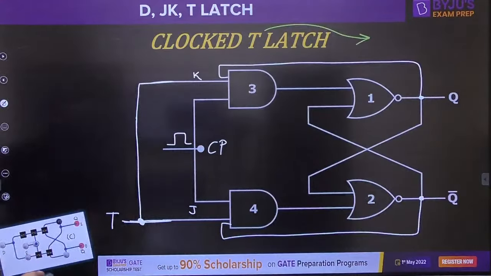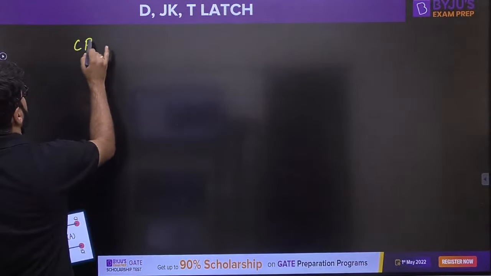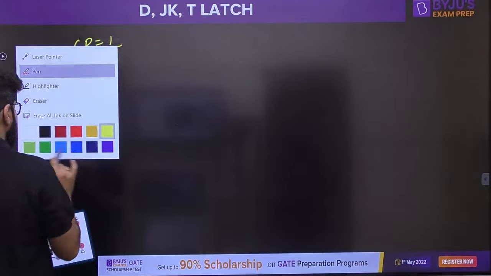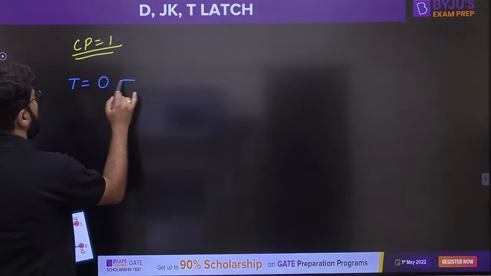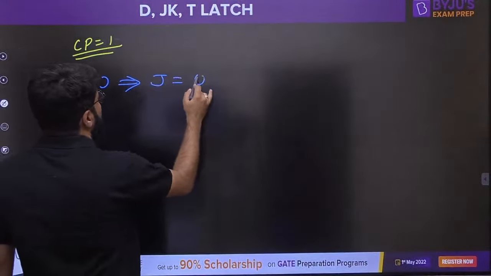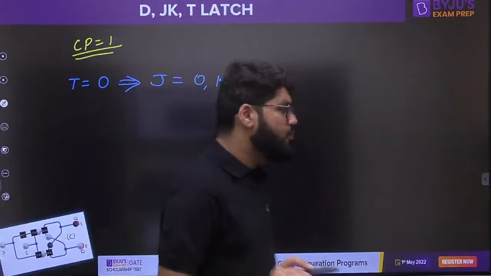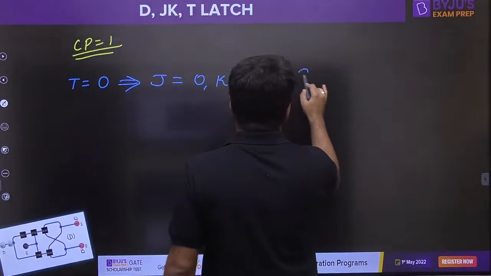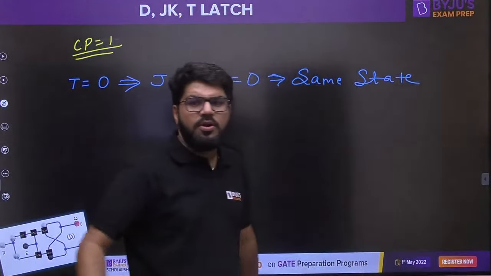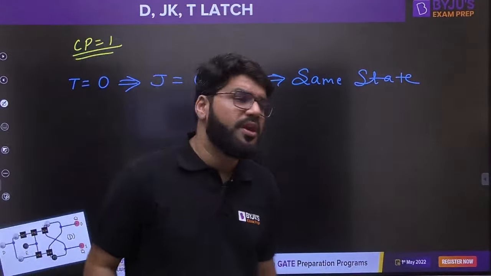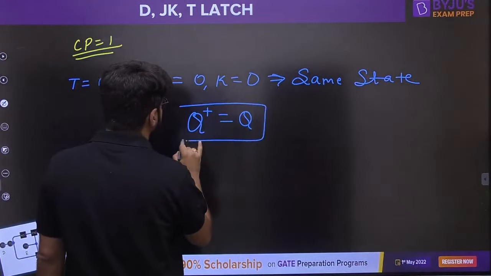Now see the functionality, very simple. Let's do the analysis here. Of course, the clock pulse should be 1 for the operation of the circuit, for the latch to become transparent. Now, if T is equal to 0, then J is equal to 0 and K is equal to 0, because J and K are both equal to the T input. J and K equal to 0 represents what combination? Just now we learned, the same state combination. So the device will remain in the same state. That means Q plus will be just equal to Q.